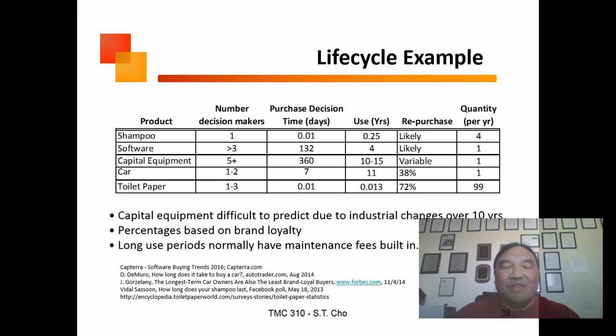Here's an example of different kinds of life cycles, and one thing that goes into it is the number of decision makers. Is this something one person can sign off on? Capital equipment, typically you need at least 5 signatures because it's a huge capital purchase. Then something as simple as shampoo and toilet paper. And then, how likely are they to repurchase? Some of these didn't have data, some did. Yes, you are 72% likely to stick with your toilet paper brand.